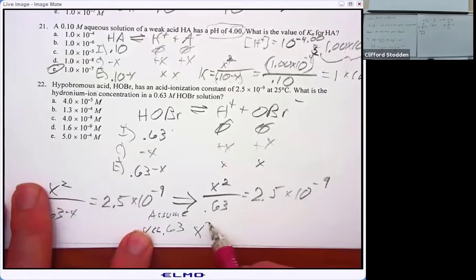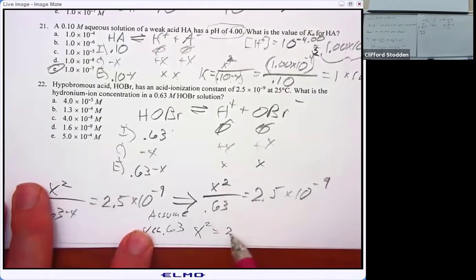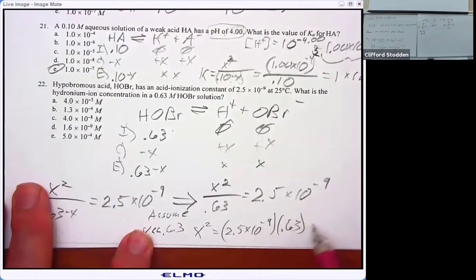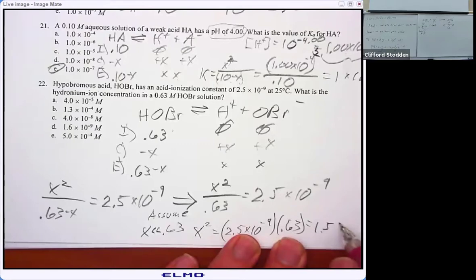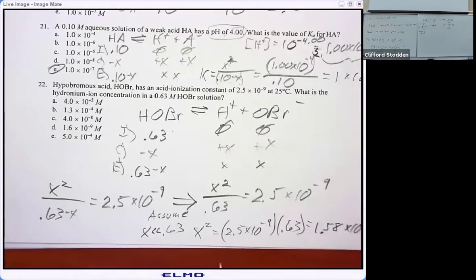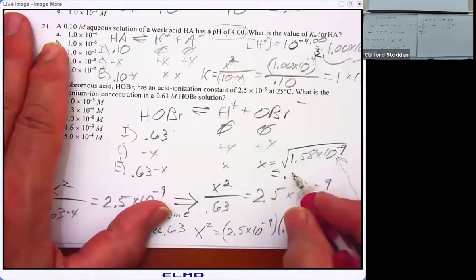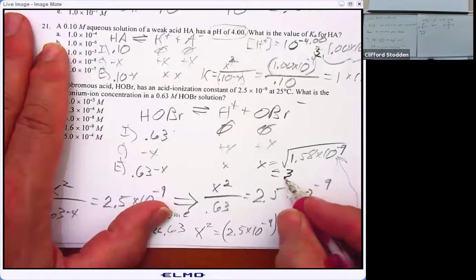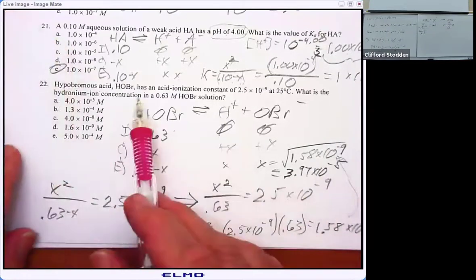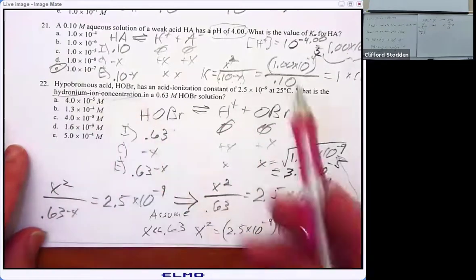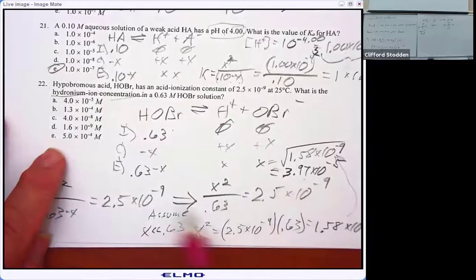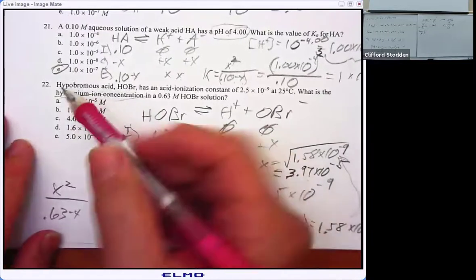So x squared equals 2.5 times 10 to the minus 9 times 0.63, and then we take the square root of that to get the answer. So x equals, let's see, which is 3. Okay, so that's your x value. Now this asks for the hydronium ion concentration, so that would be your answer. They probably have it as 4 times 10 to the minus 5, which is A.